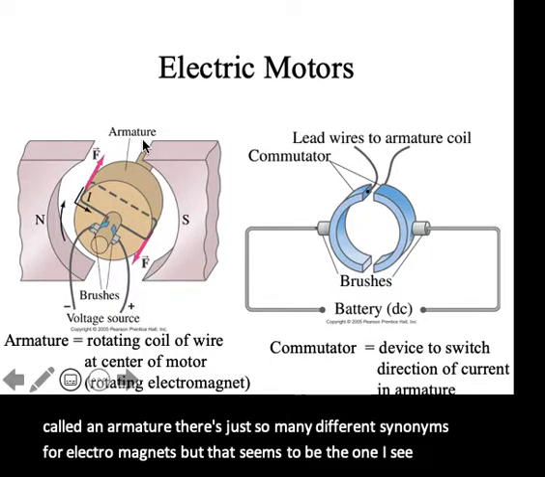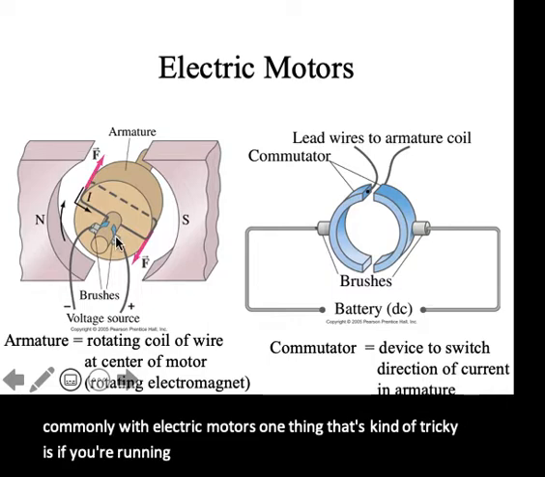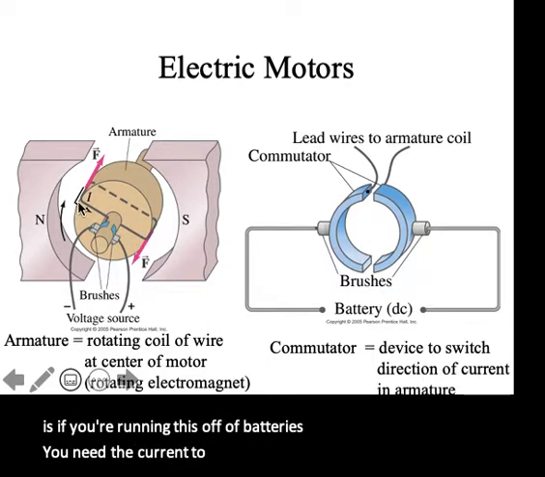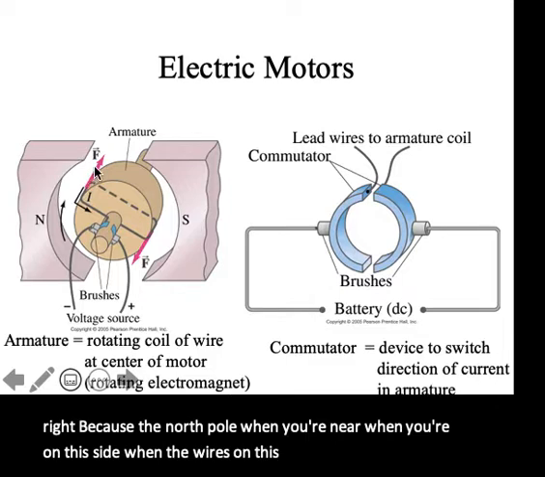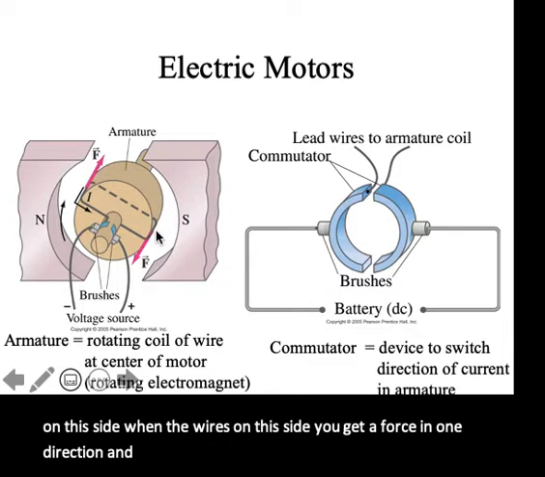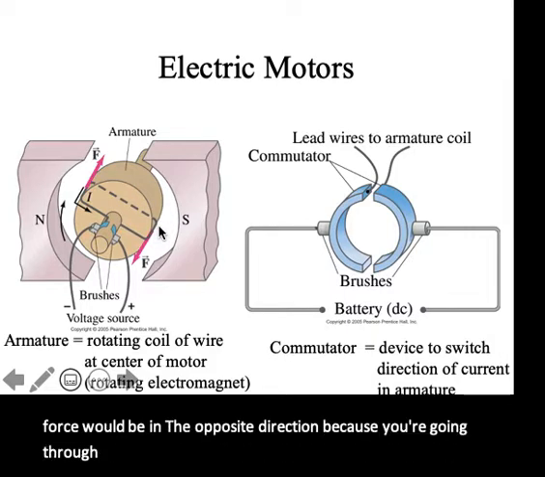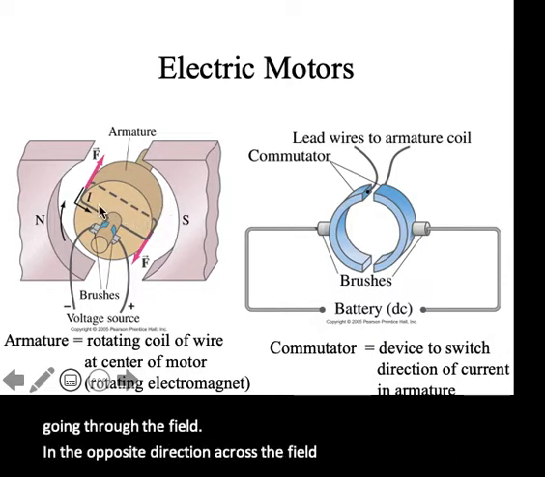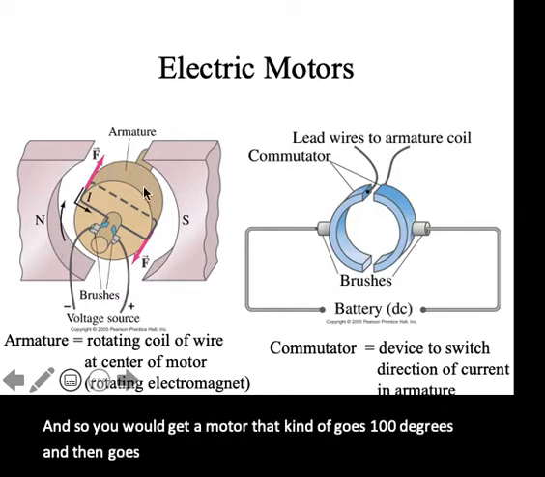One thing that's kind of tricky is if you're running this off of batteries, you need the current to switch halfway through the cycle, right? Because when the wire's on this side, you get a force in one direction, and then when you go over here, the force would be in the opposite direction because you're crossing the field lines the opposite way. So you would get a motor that goes 180 degrees and then goes back, right? You wouldn't get this continuous rotation.